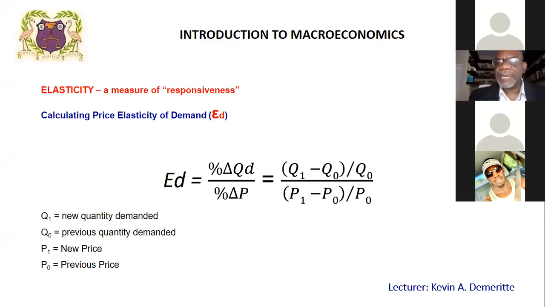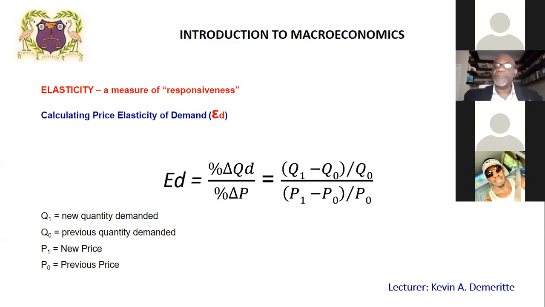To calculate the percentage change, I'm sure you are familiar with the fact that it's always new minus old divided by old. New minus old divided by old. So it'll be new quantity minus old quantity divided by the old quantity, over new price minus old price divided by old price.